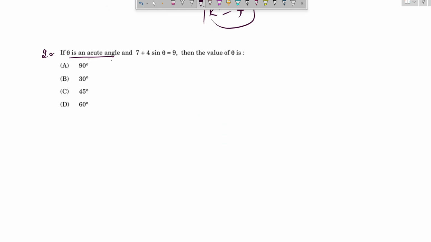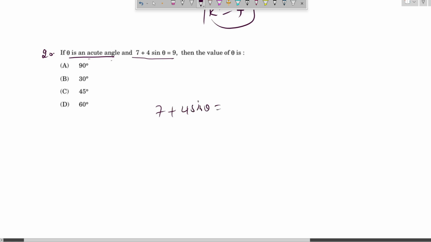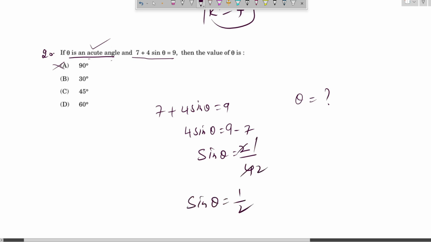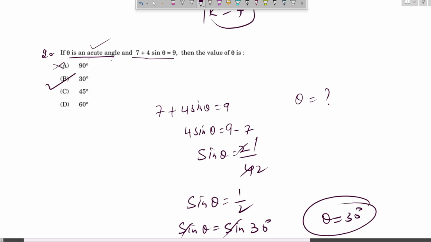Question number 20. Here theta is an acute angle and 7 plus 4 sin theta is equal to 9. You need to find out the theta value. As theta is an acute angle, option A is not possible. Now let us solve the given equation. So sin theta will be equal to 2 by 4. So sin theta is equal to 1 by 2 you got. 1 by 2 is the value for sin 30 degree. So theta is equal to 30 is your answer. So option D is correct.